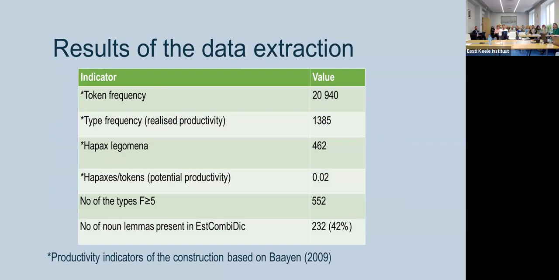So you see very high token frequency. Type frequency was more than 1,000, which means more than 1,000 different nouns could occur in the slot of the construction. And actually, we had a closer look only at those types that occurred more than five times in our data. Of those 5,500, 42% were present as known lemmas in the Estonian Combinatorial Dictionary.